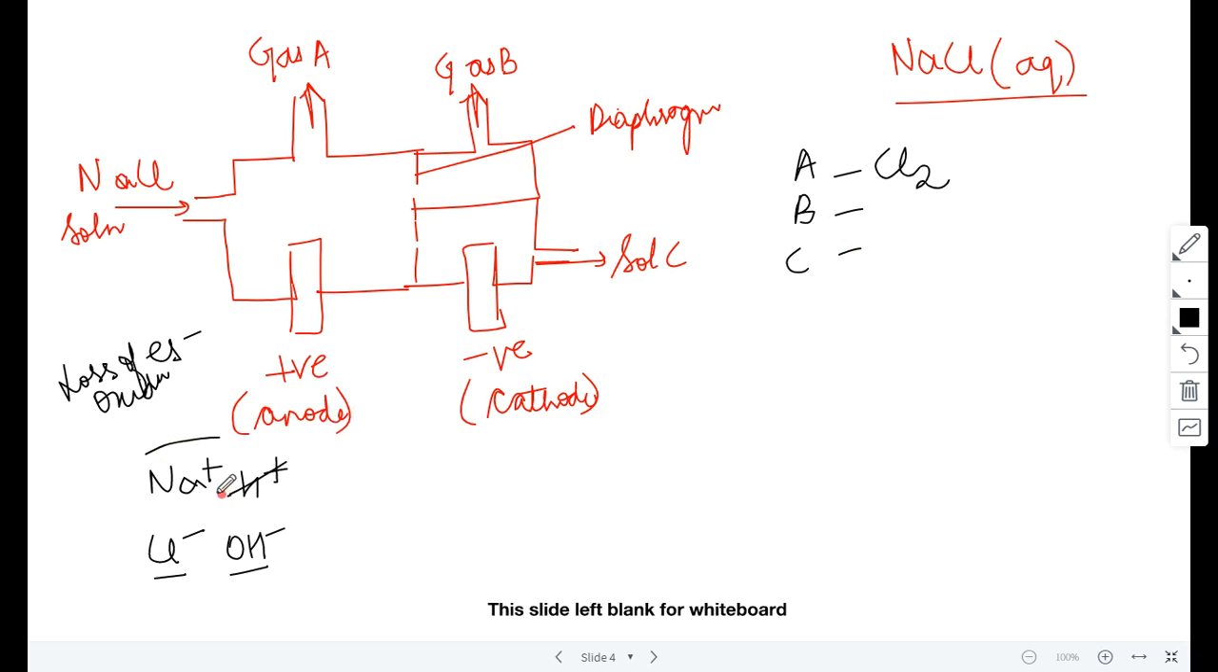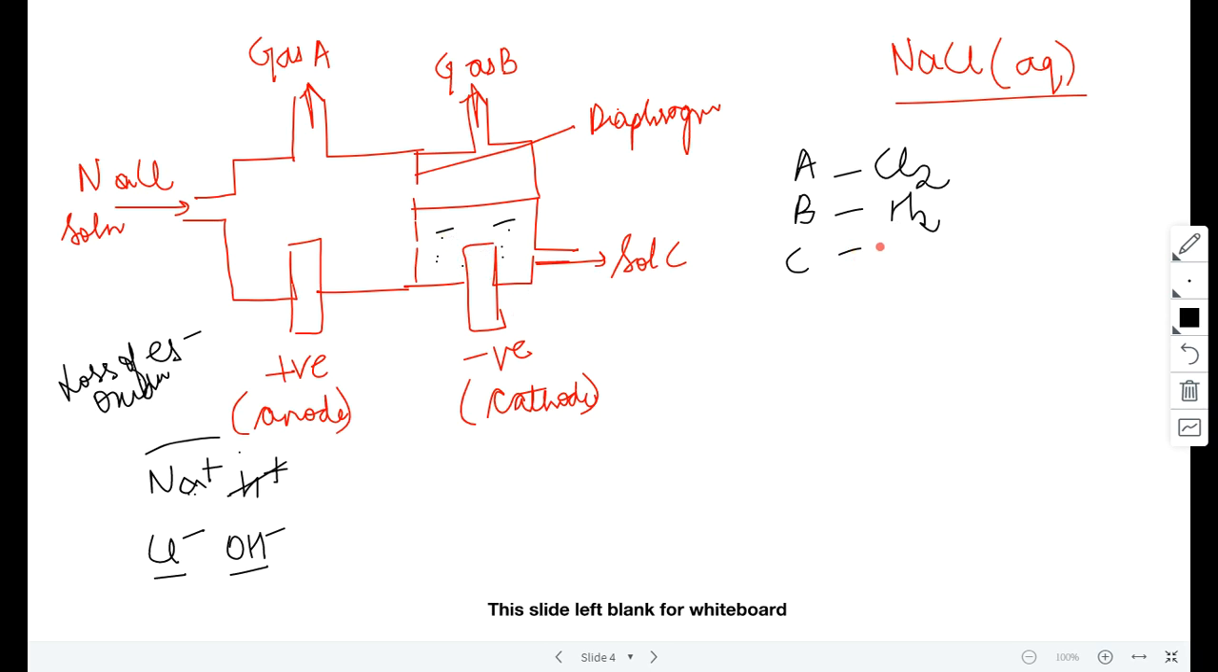Sodium is more reactive than hydrogen, so sodium goes. Sodium gas is there. Oh, sodium gas is never there. So what will be discharged? Hydrogen gas will be discharged, and sodium, since it is more reactive than hydrogen, will stay in the solution here.